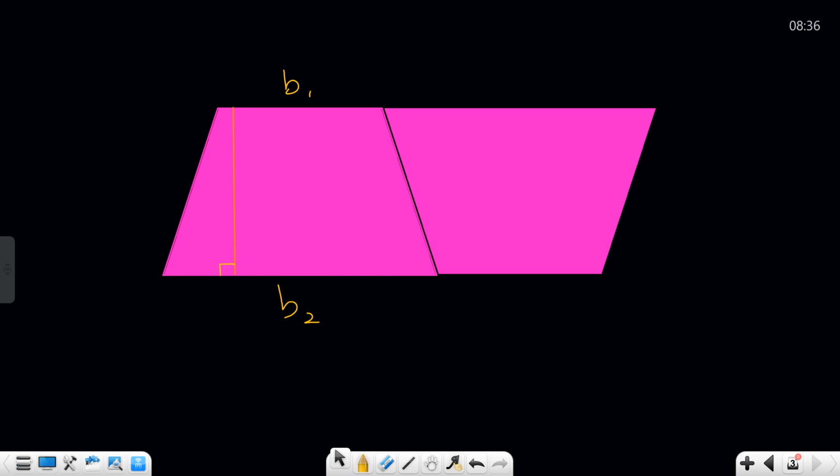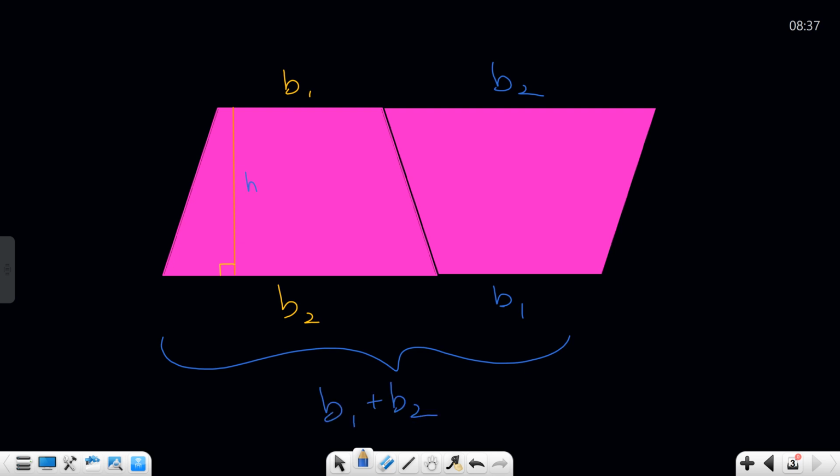Parallelogram. And we know how to find the area of a parallelogram. We find the area of a parallelogram by using the height and the base. How long is that base? B1 plus B2, because if that's b1, this becomes b1, this is b2, so this whole distance is b1 plus b2.